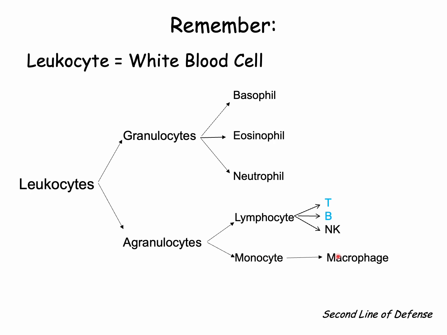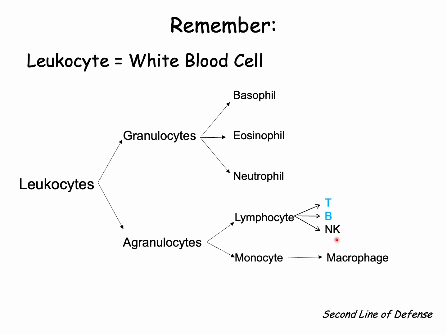Monocytes mature into macrophages, which are an important phagocytic cell, along with neutrophils. And then lymphocytes are really important for the specific or adaptive immune response and include T cells, B cells, and natural killer cells. So remember that all of these right here that I'm going around with my pointer right now are types of white blood cells. They're all types of leukocytes.